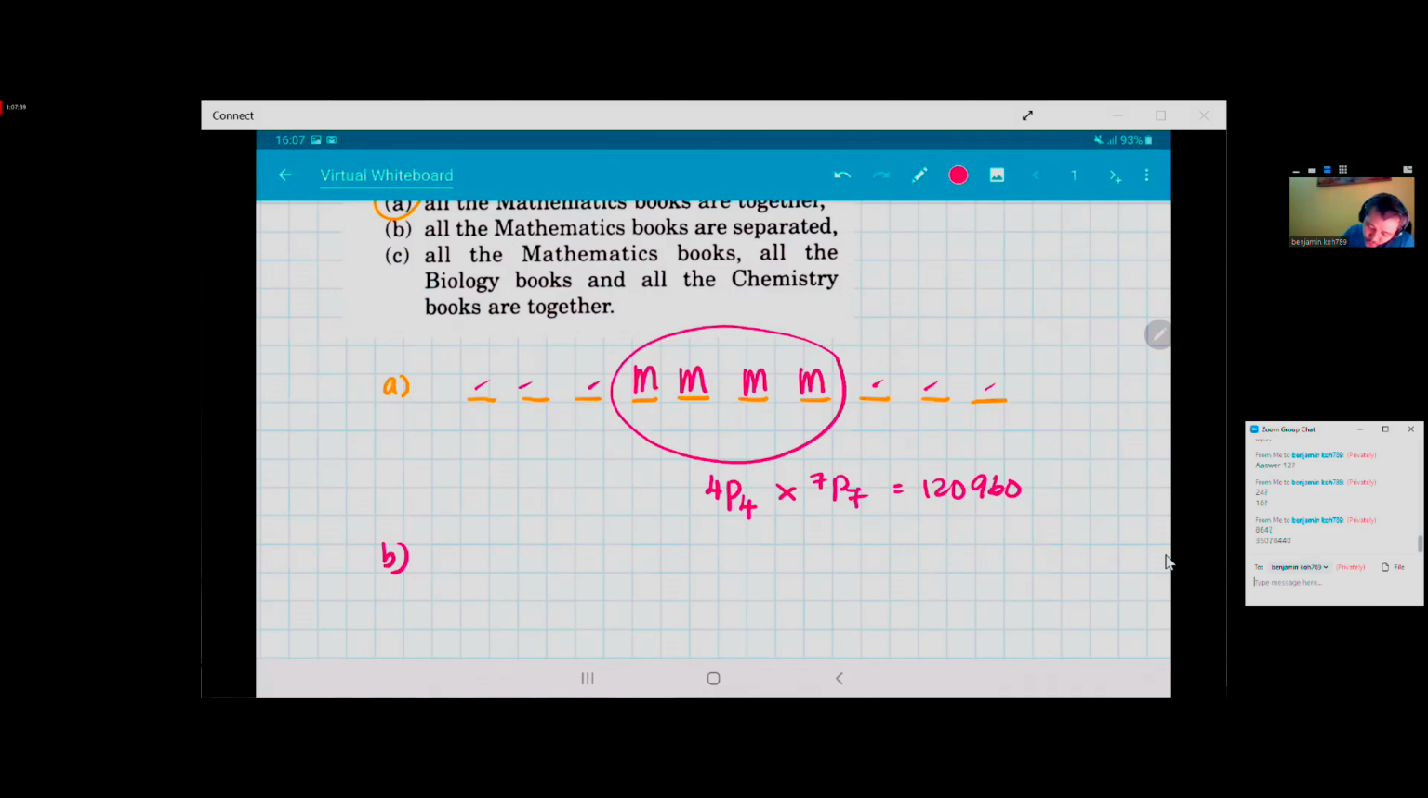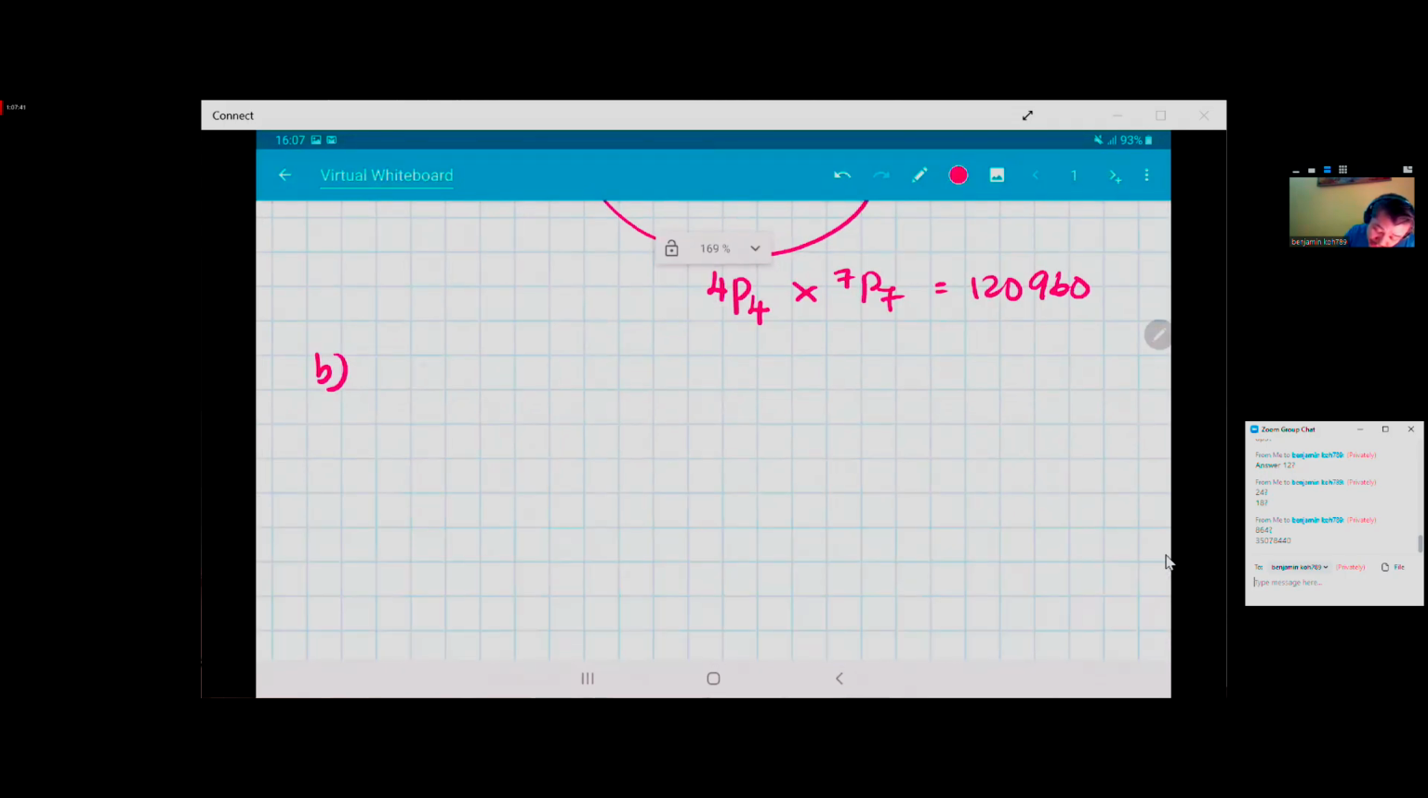You know why? Because to do this, you must take 10P10 minus 120,960. You know why 10P10, right? 10P10 is the total arrangement. Maksudnya semua susunan tolak dengan jawapan A, because jawapan A is math books together. Now I want the math books to be separated, right? So 10P10 minus the A answer, and then you get 3,507,840. Okay, good. Now, what about the question C then?